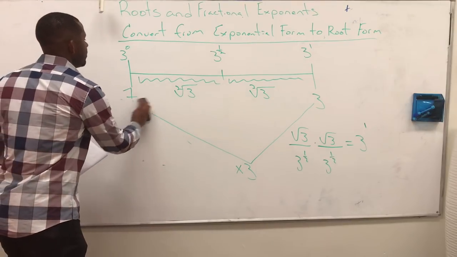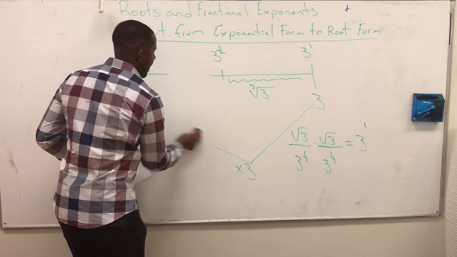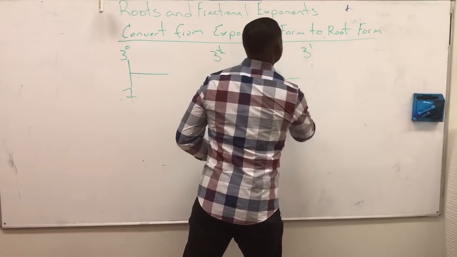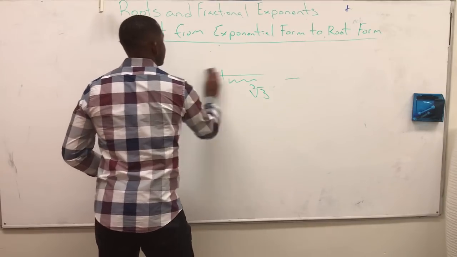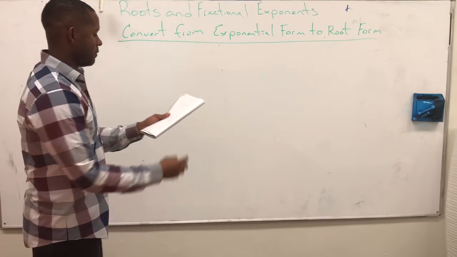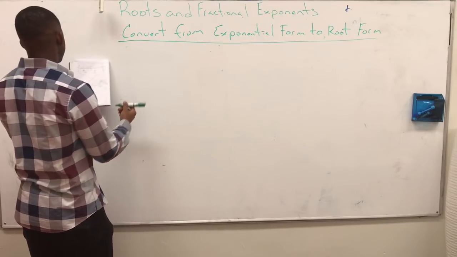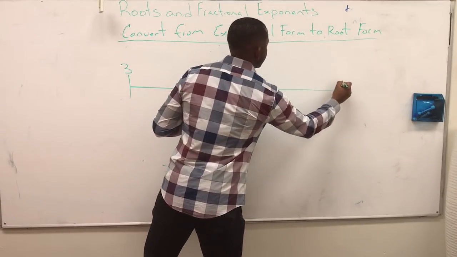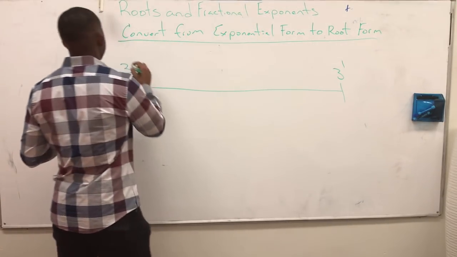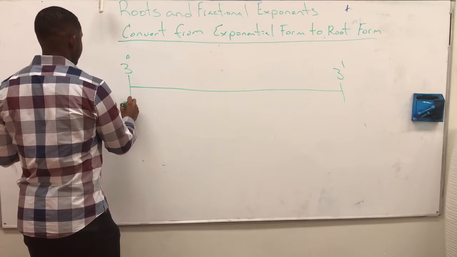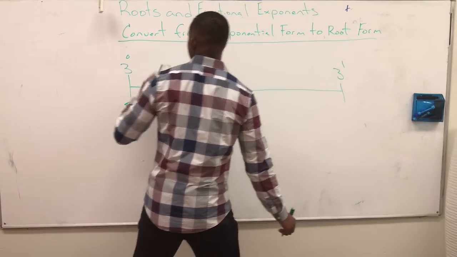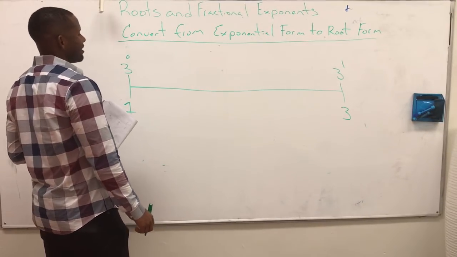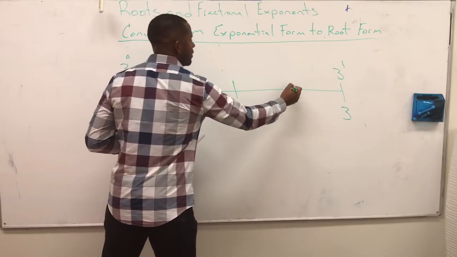But let's look at this now if we're not breaking it into the 1/2s. Let's look at another version of it, I should say, not a different way. Let's say we had, okay, so I'm going to write a similar number line. Here's 3 to the 0 power, which is 1. 3 to the first power is 3.